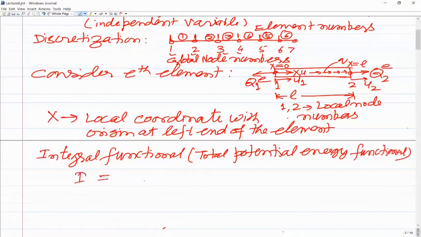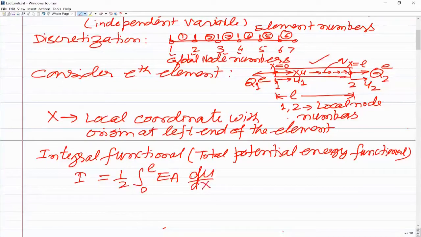So I is equal to, first part is the strain energy. Only thing is, because we are considering only this particular element, the element domain is from capital X equal to 0 to capital X equal to l. So the integration limit is 0 to small l, and EA. Because we have this X coordinate, we are going to express u, the displacement, as a function of capital X. The derivative with respect to small x can be replaced by derivative with respect to capital X, because there is only a shift in the origin. So du by dX, this is the strain, and its square into dX.